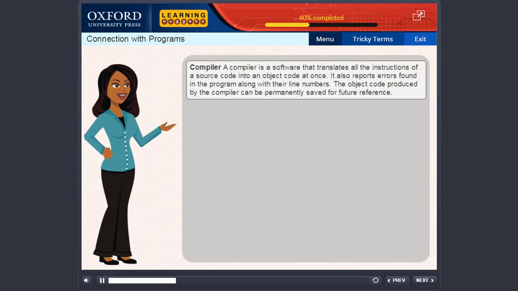Compiler. A compiler is a software that translates all the instructions of a source code into an object code at once. It also reports errors found in the program along with their line numbers. The object code produced by the compiler can be permanently saved for future reference.